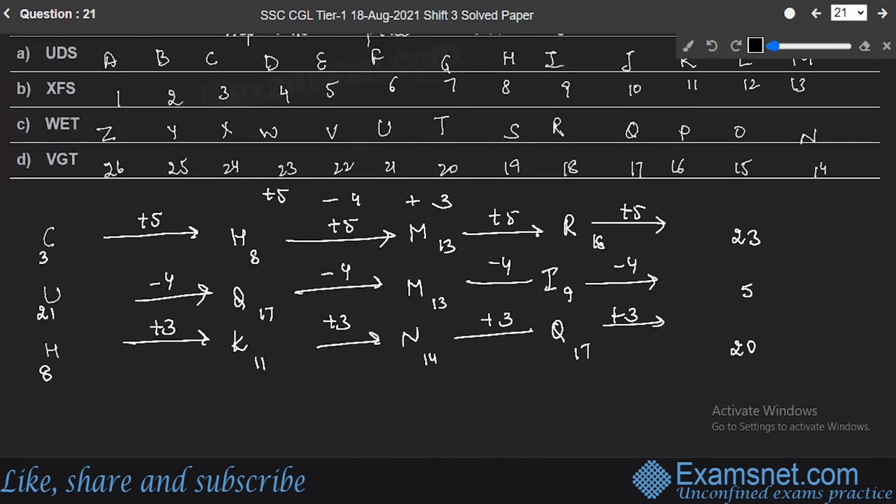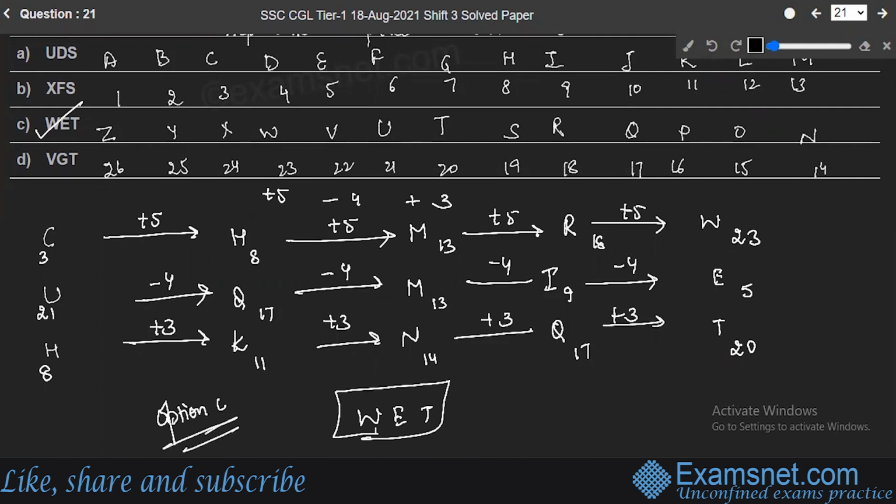The alphabet at number 23 is W, 5 is occupied by E, and 20 is occupied by T. So which is the next letter cluster? That is W, E, T, which is option C. So this option C is your correct answer. Hope you are clear with this.